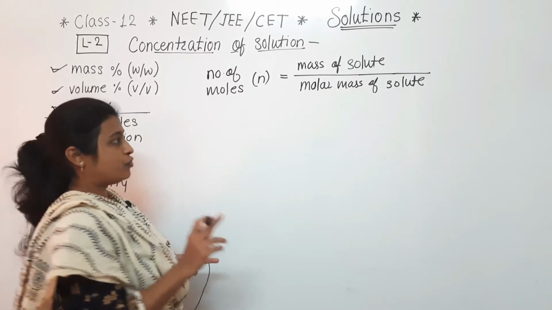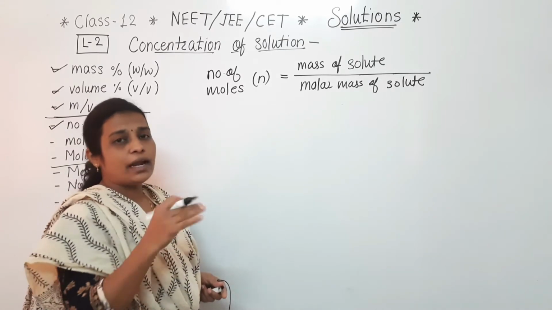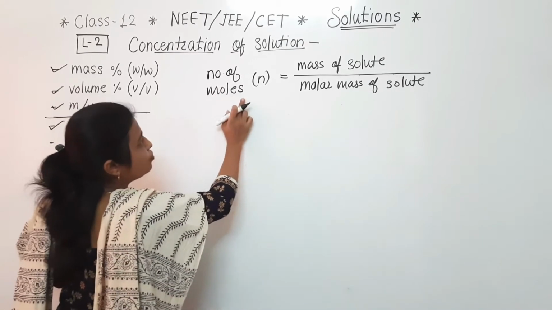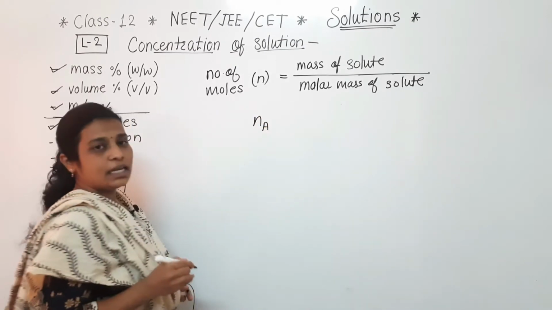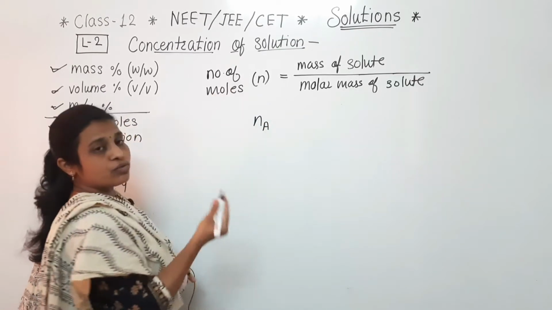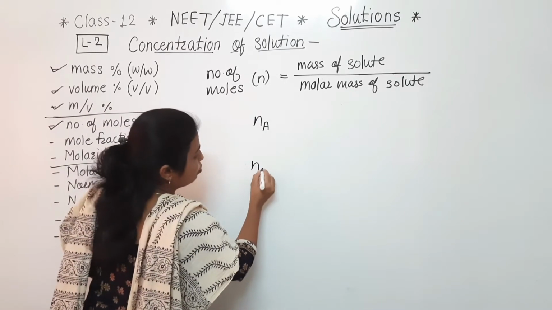Now how to write the formula for the solute and solvent? Now see, number of moles of solute that is denoted by symbol n_A. Number of moles of solvent which is denoted by symbol n_B.